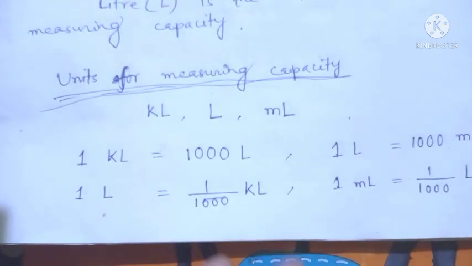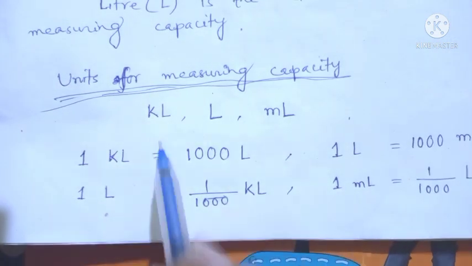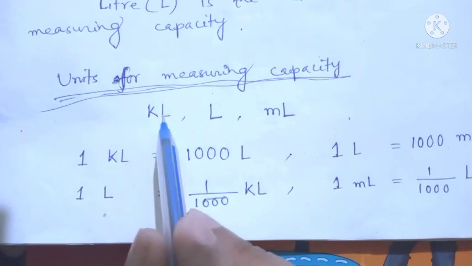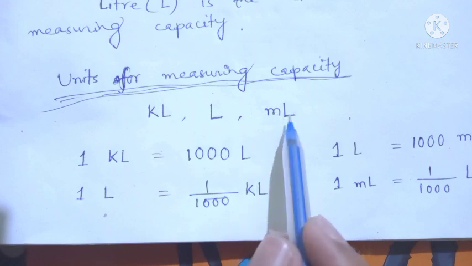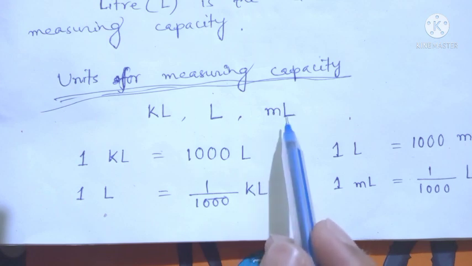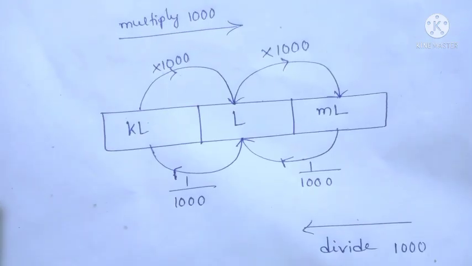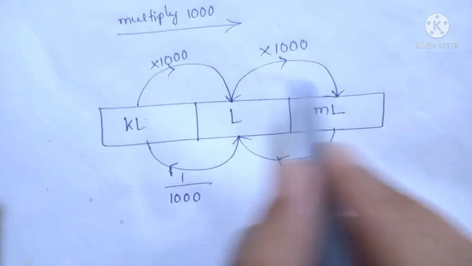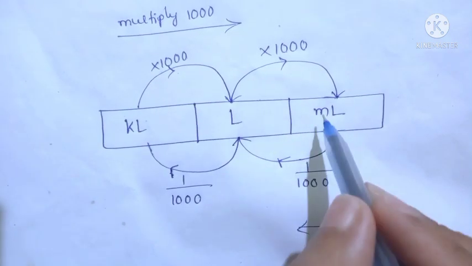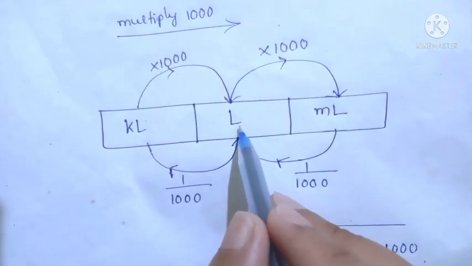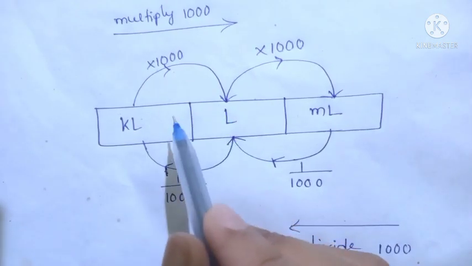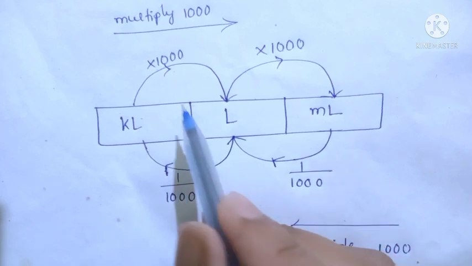So units for measuring capacity are actually kl, that means kiloliter, l, that means liter, and ml, that means milliliter. Just like weight, the rule is same: kiloliter, liter, milliliter. So liter is the middle point here, and liter is the standard unit for measuring capacity.